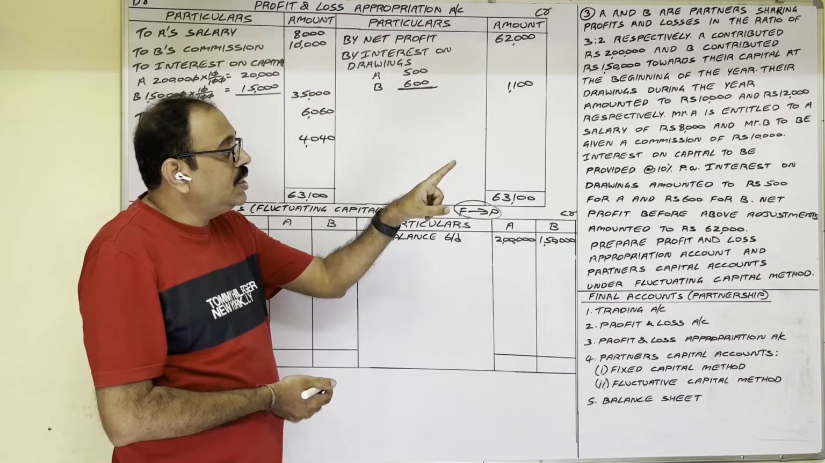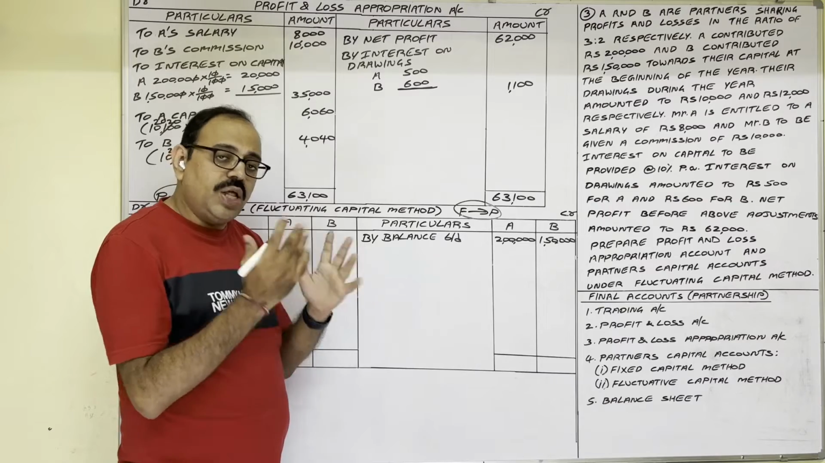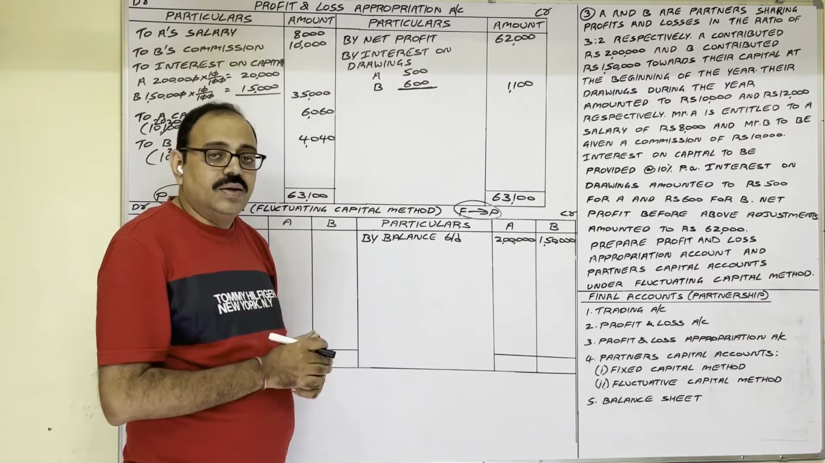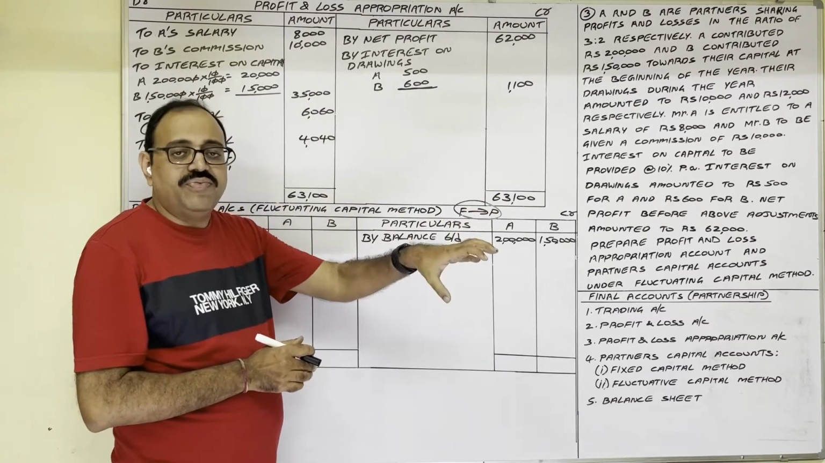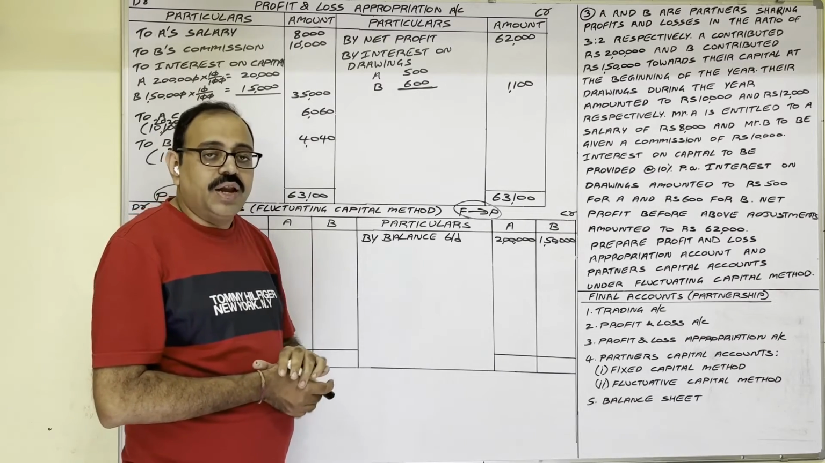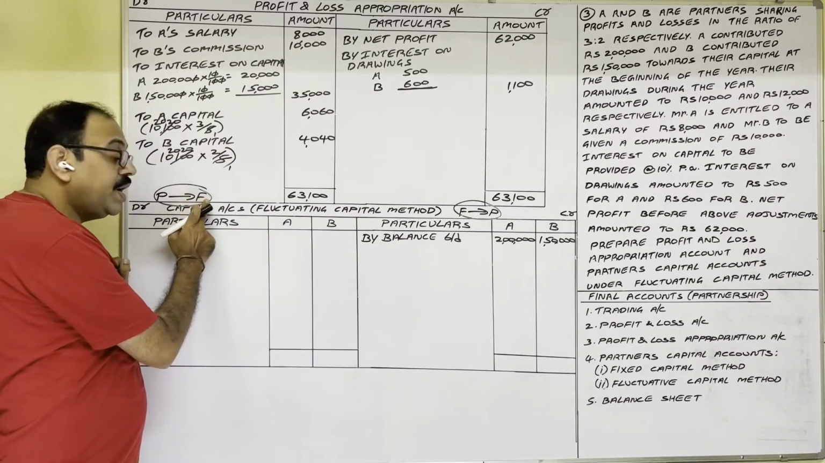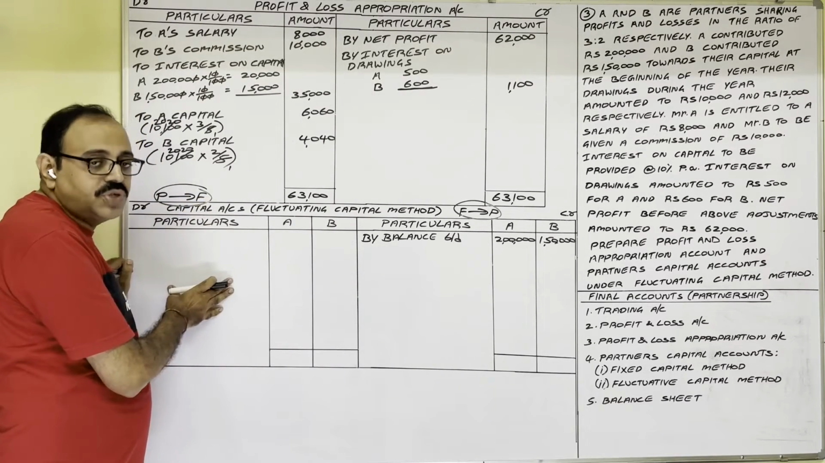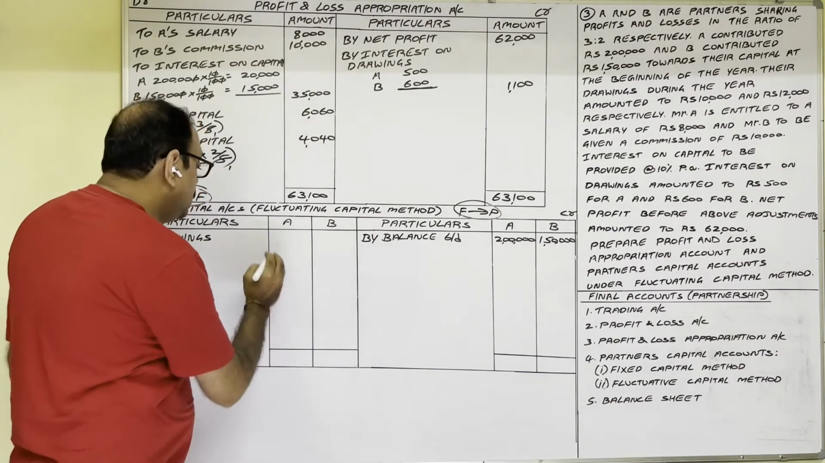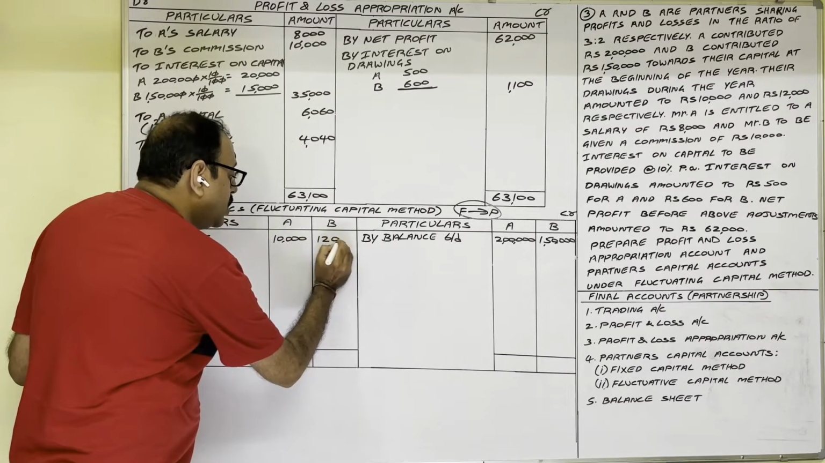Their drawings during the year amounted to 10,000 and 12,000 respectively. A withdrew 10,000, B withdrew 12,000. If they retire, whatever they have taken from the firm, again they should return, no? So at the time of retirement, drawings amounts, who should pay to whom? Partner should pay to the firm. Therefore, on the debit side we should write them. Two drawings. A's drawings amount is 10,000 rupees. B's drawings amount is 12,000 rupees.